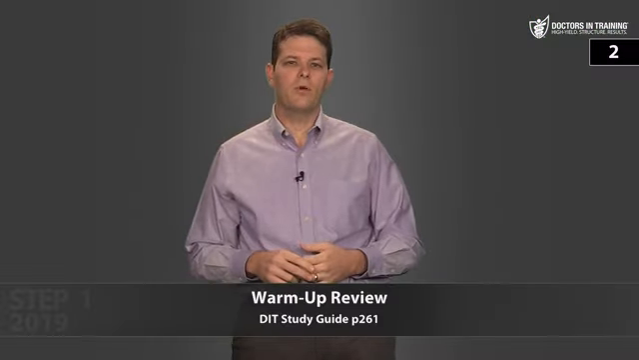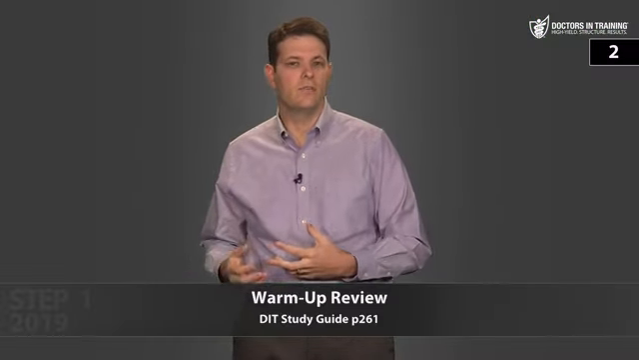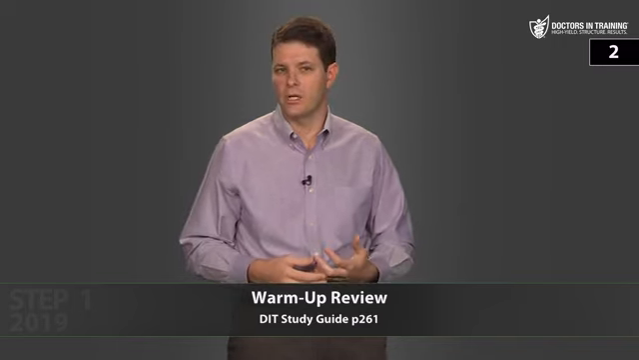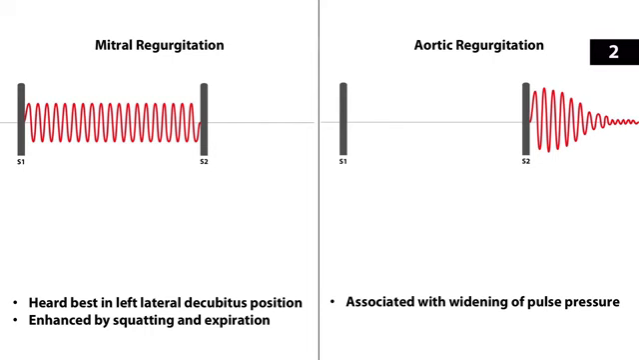Next, describe how the murmur of mitral regurgitation is different from the murmur of aortic regurgitation. So the murmur of mitral regurgitation is holosystolic. It's heard throughout systole. It's heard loudest at the apex. It's heard best in the left lateral decubitus position, so you have the patient lying on the left side. And it's going to be enhanced by maneuvers like squatting and also by expiration.